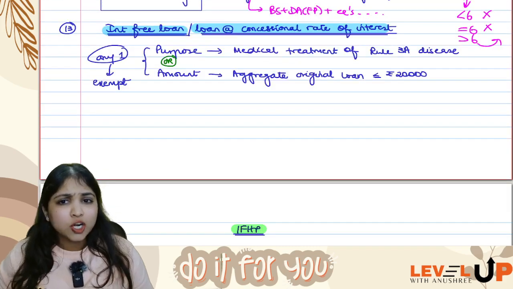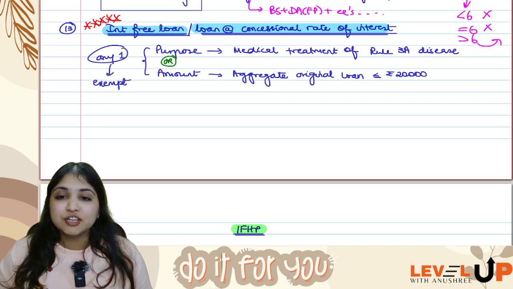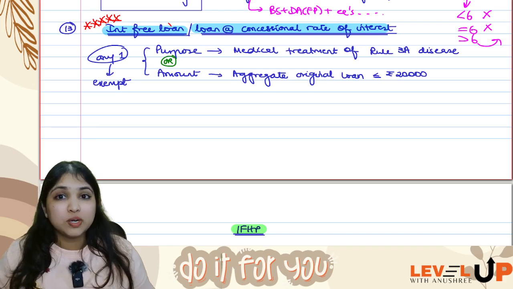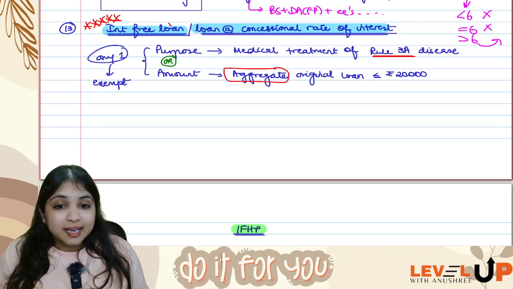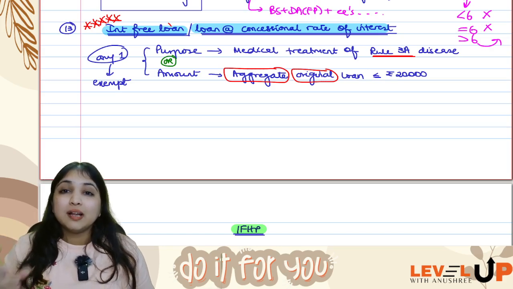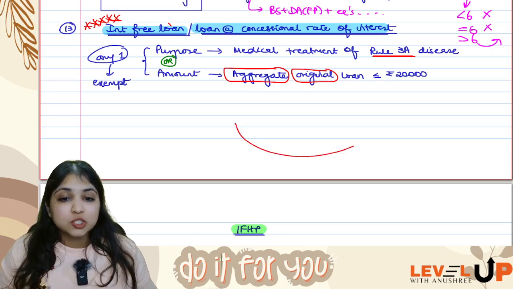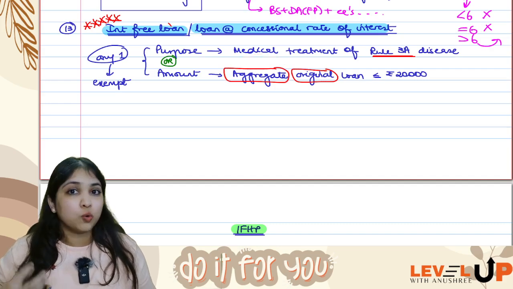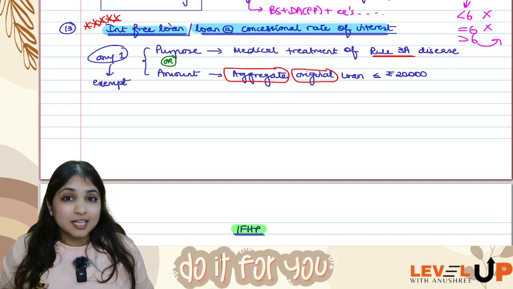Then, according to me, this is really important from the upcoming examinations point of view: interest-free loan and loan at concessional rate of interest. Now see, if the purpose of the loan is medical treatment of Rule 3A disease, or if the aggregate original loan is up to 20,000, out of the two, if even one condition is fulfilled, then it's going to be exempt. Try to recall the 7 to 8 situations we saw in this one perquisite in class. You remember, you're supposed to look at the aggregate loan and not each loan separately. You're supposed to look at the original loan and not the outstanding loan.